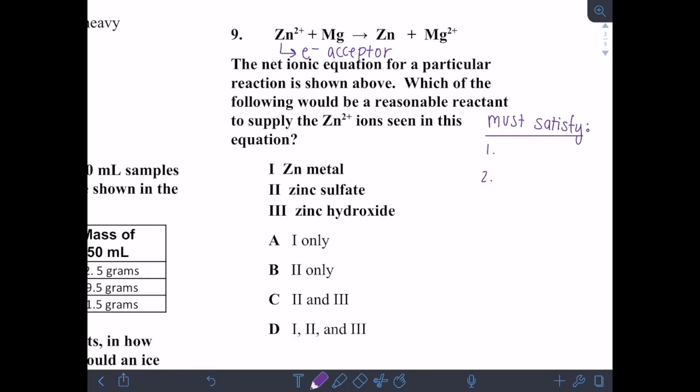In this reaction, our zinc 2+ is the electron acceptor. In order to be an electron acceptor, you must satisfy two requirements. The first is that you do not have an electron coat, meaning there is a place to accept electrons, meaning that it is charged, positively charged.